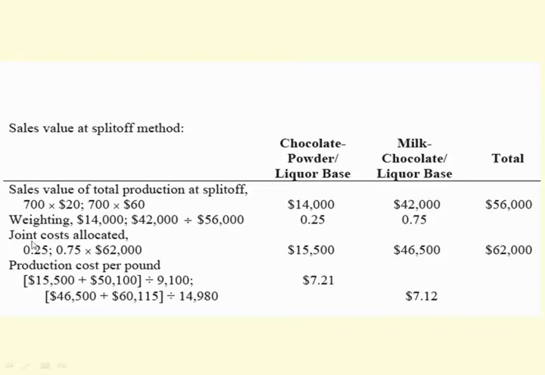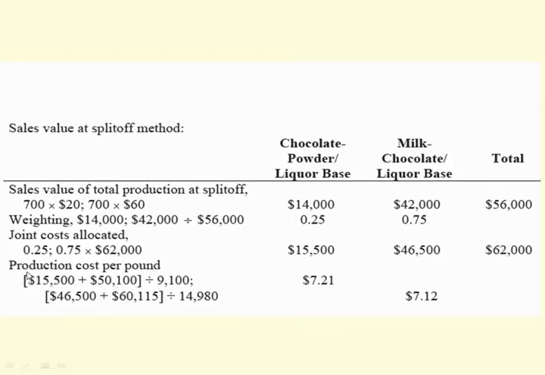We need to allocate the joint costs. Joint costs is 62,000. 62,000 multiplied by 25% for chocolate powder liquor base will result in $15,500. And for milk chocolate liquor base, it will be 62,000 multiplied by 75%, which equals $46,500. And the total must equal the joint costs we already allocated, 62,000.